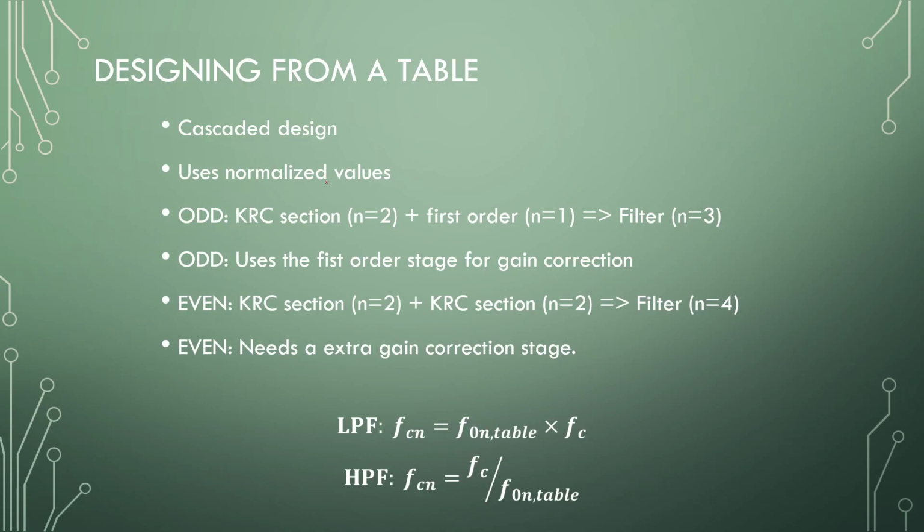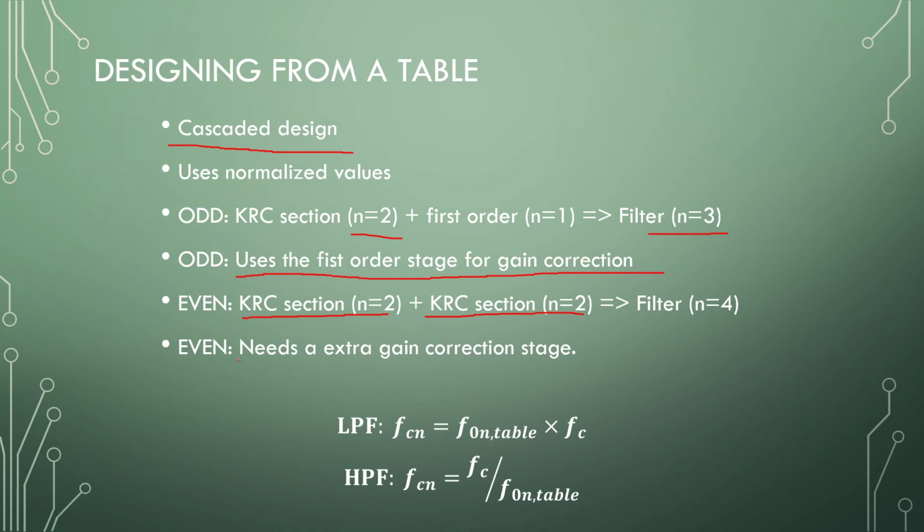Designing from a table, we're going to use cascaded design using normalized values from a table. If you're building an odd order, then it's going to be a bunch of second orders plus a first order filter, and you can just sum the orders to get the final order value. In an odd order, you can use the first order filter for your gain correction. If your order is an even number, you can just use KRC section after KRC section.